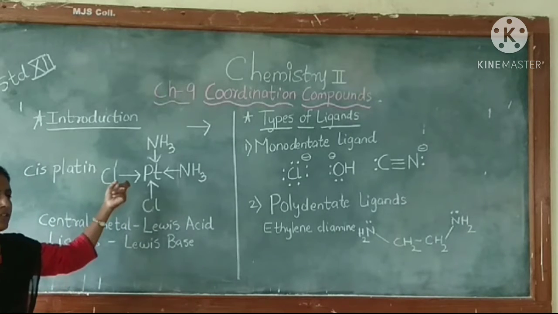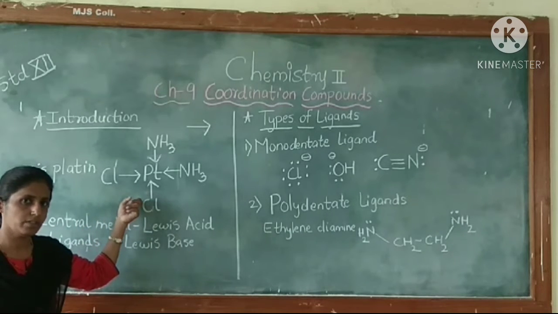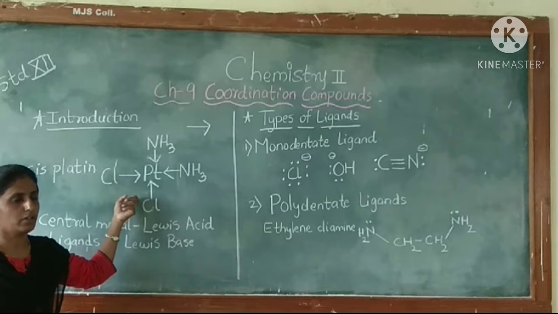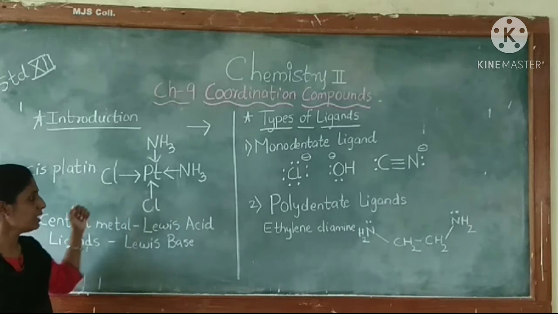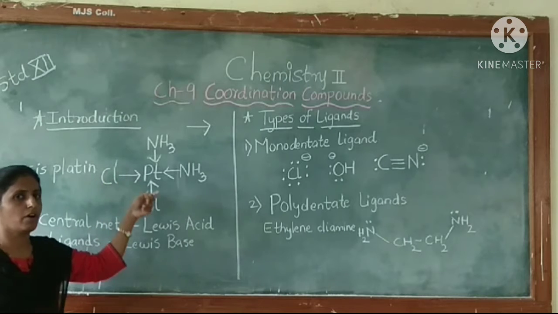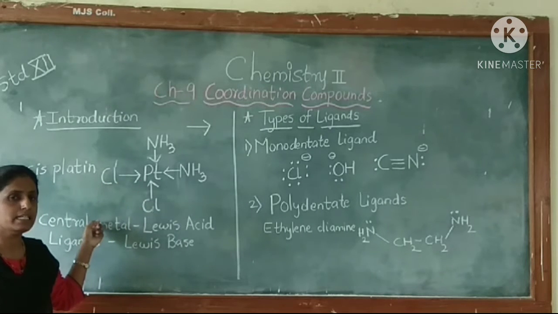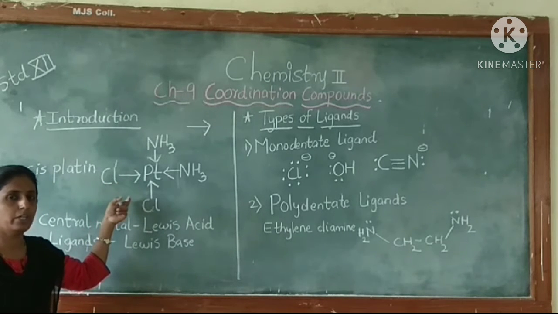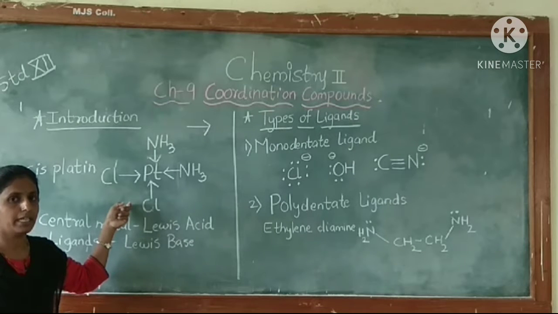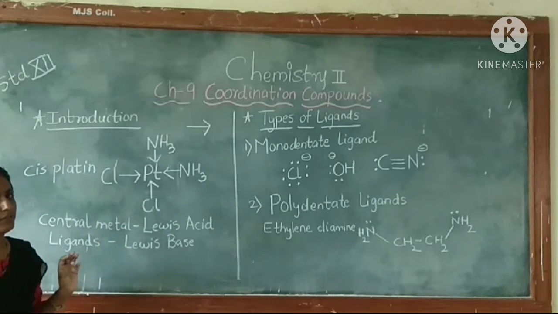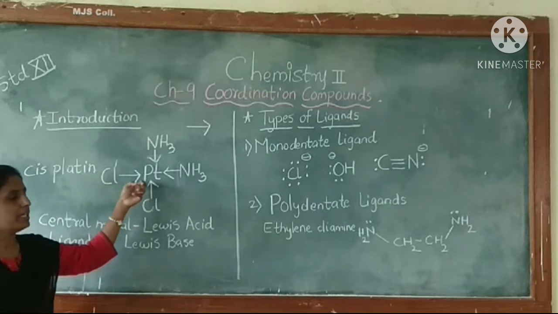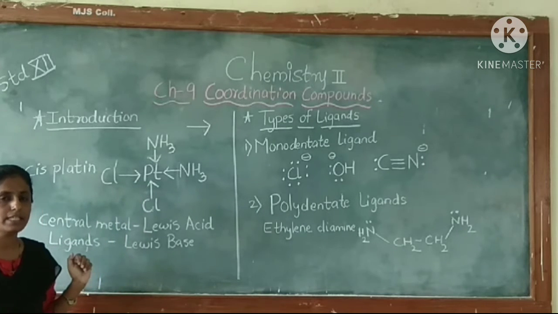Now why is this central metal atom accepting electrons? Because it is electron deficient, and the surrounding atoms or ions are called ligands. Why? They are donating electrons, so they are electron rich. In other words, we can say that the central metal atom is acting as a Lewis acid.